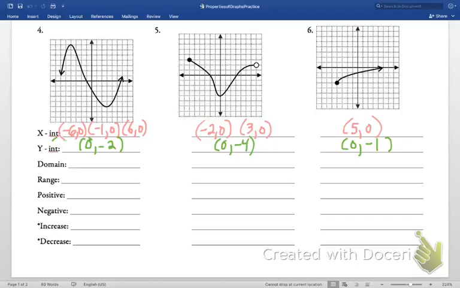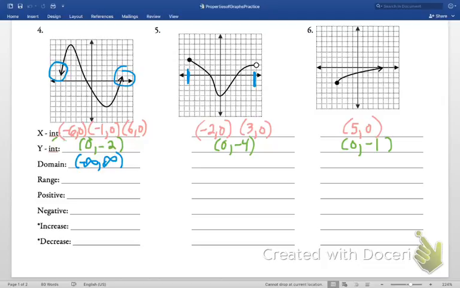Okay, let's look at our domain. Now I notice on number 4 I've got arrows. The arrows are not only going up and down, they're going left and right. So my domain is going to keep going all the way to the left, all the way to the right. And there's no stops or breaks in the middle, so we don't have to stop it or break it. Okay?